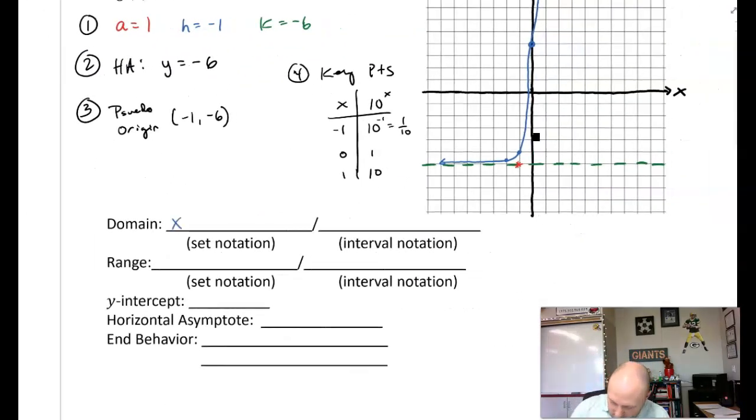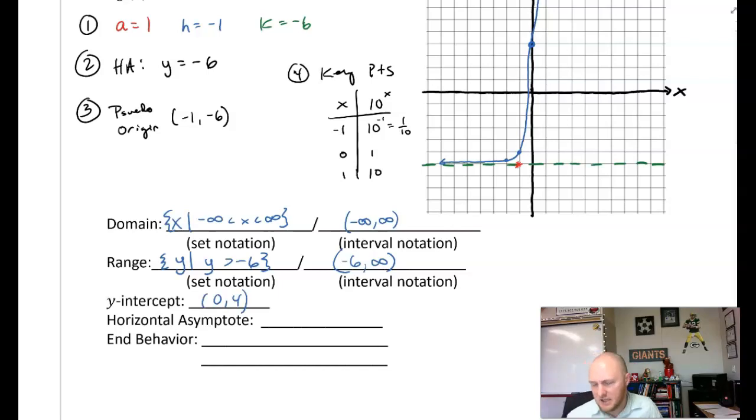Domain, exactly the same. X, such that negative infinity less than x less than infinity. And in interval notation, negative infinity to positive infinity. Range, these are the y values where y is greater than negative 6. And in interval notation that's negative 6 to infinity. Our y-intercept, that was one of our key points on our graph, (0, 4), and then the horizontal asymptote y equals -6.